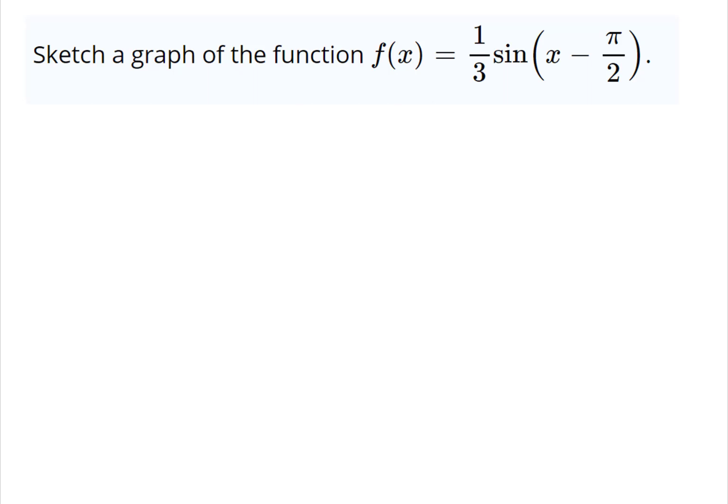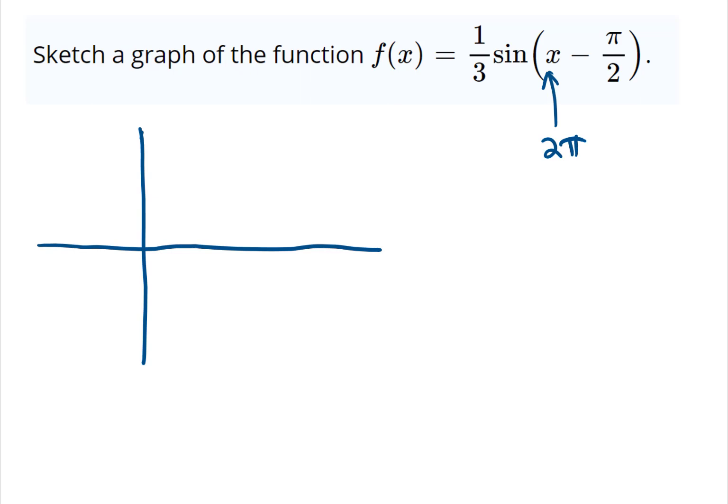We want to sketch a graph of this function that's 1/3 sine of the quantity x minus pi halves. So we'll go ahead and make ourselves an axis here. And I'm looking to see the period, and the period is 2 pi. So I'm going to go 1, 2, 3. The fourth one's going to be 2 pi.